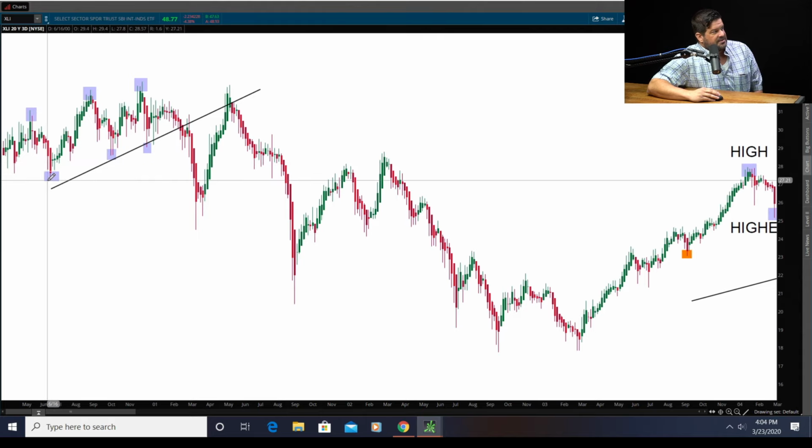So you have this stair step. Here's a low, here's a higher low, here's a higher low again. Here's a high, here's a higher high, here's a higher high again. But now you have an equal high or even a little bit lower high. And what does price do? It changes direction and it starts going down.